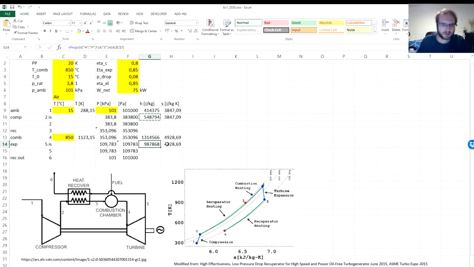Again, same goes for the outlet of the expander. And now we can get the real parameters after the compression or after the expansion.